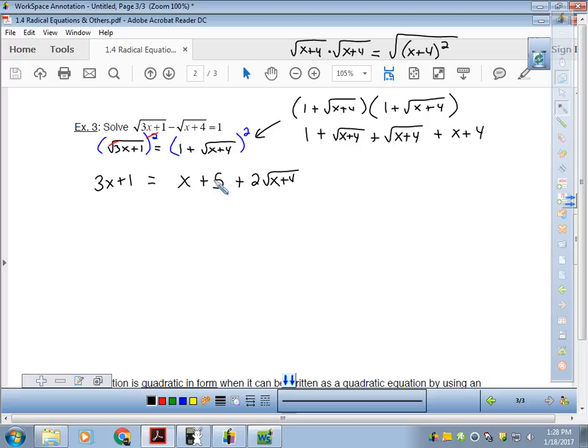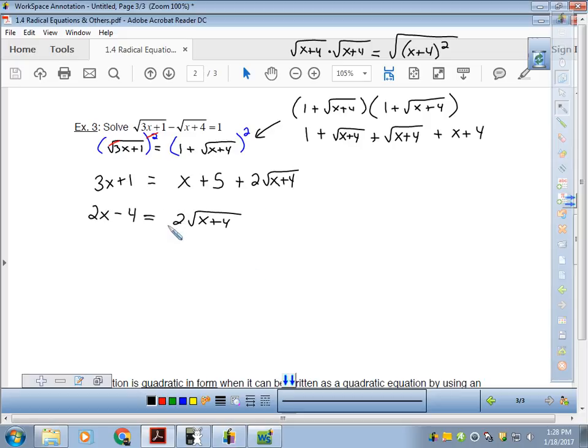So that means I need to move all this stuff over. So I'm going to move the x over. 3x minus x is 2x. I'm going to move the 5 over. 1 minus 5 is negative 4. And that equals 2 square root of x plus 4.